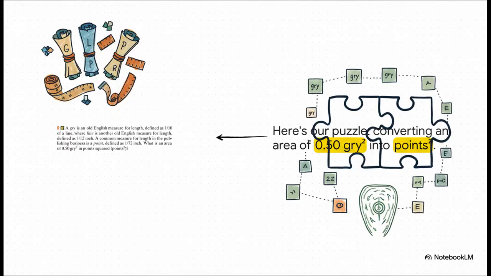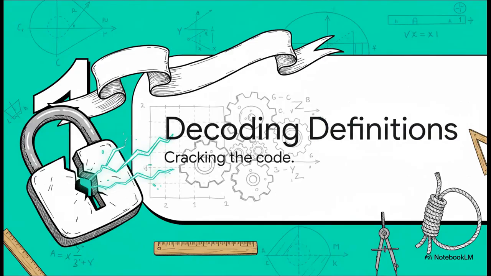Okay, so here's our puzzle. The book introduces us to these wild-sounding units, the gray, the line, and the point. Our mission, should we choose to accept it, is to convert an area of 0.50 square grays into square points. I know, it sounds like something from a fantasy novel, but the method we're about to use is pure, beautiful physics.